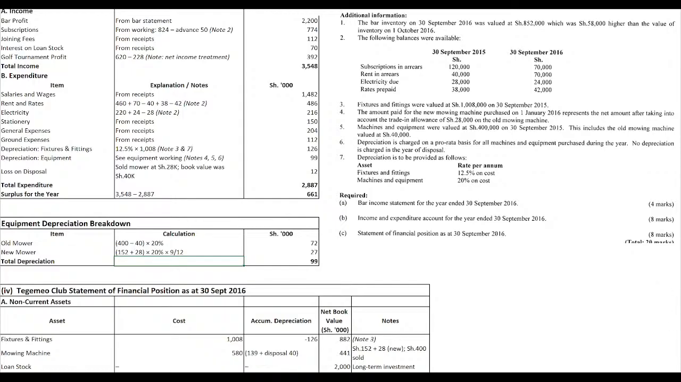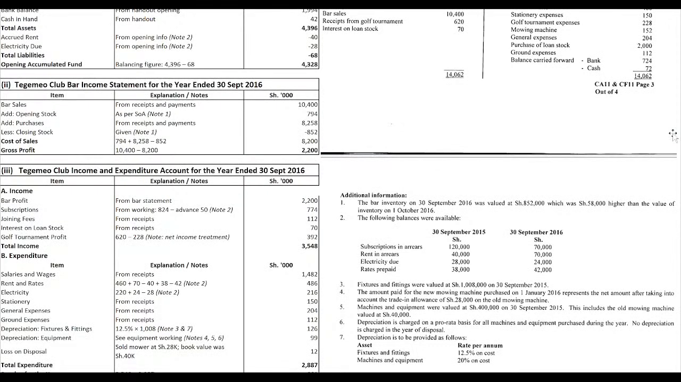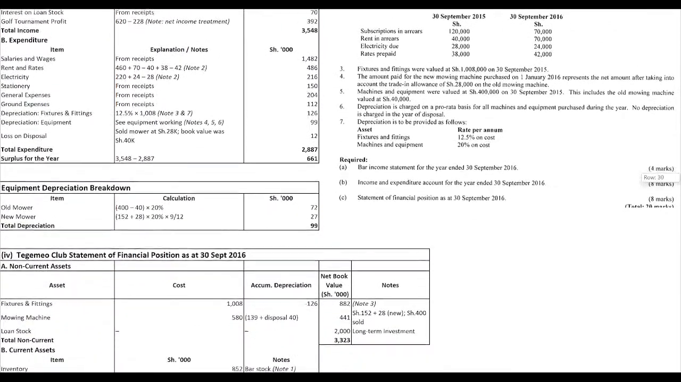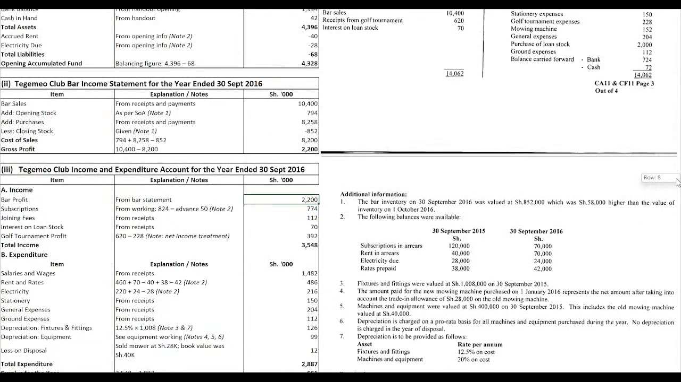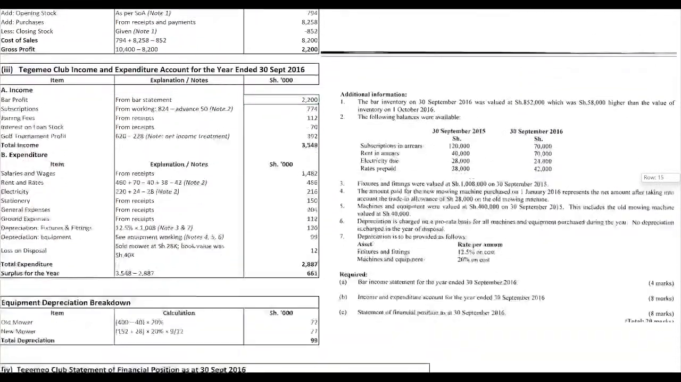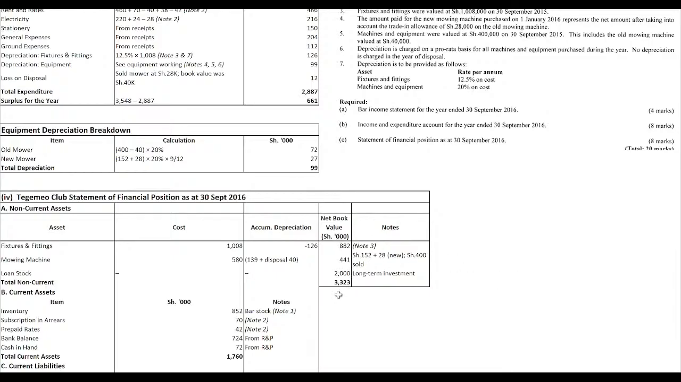Then we also have the loan stock. So the loan stock we have been given as 2000. So that one is not changing. We don't have accumulated depreciation. So purchase of loan stock is 2000. So we can continue on that. Since it's a long-term investment, so we are paying for the purchase of loan stock. So the loan stock we have 2000. So our net book value will be 3323. So that is all about the non-current assets.